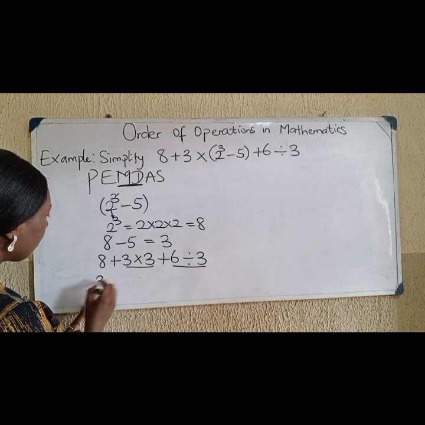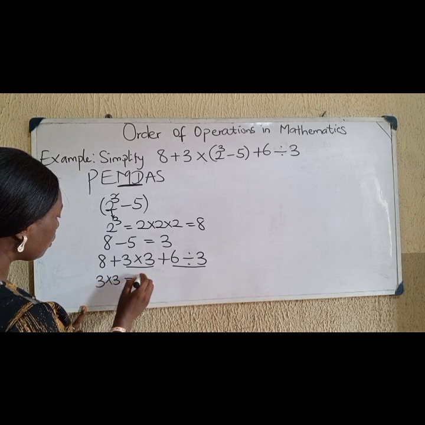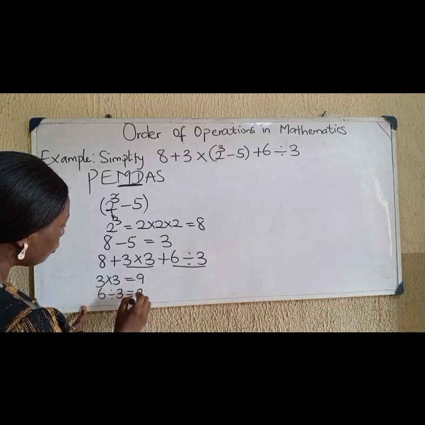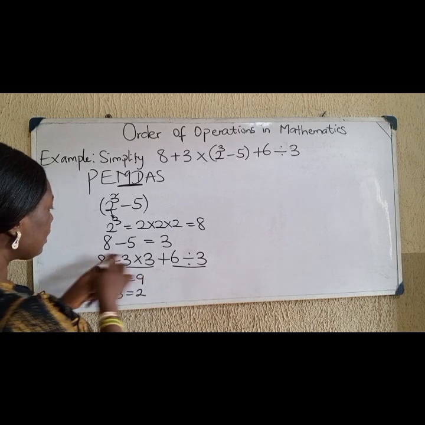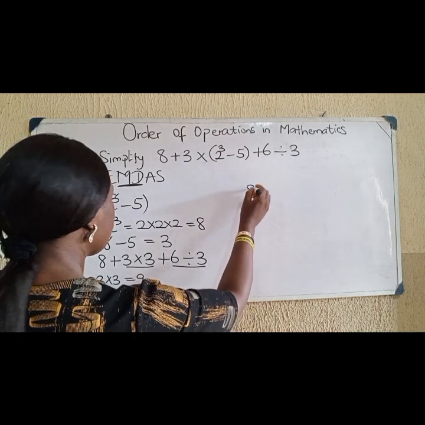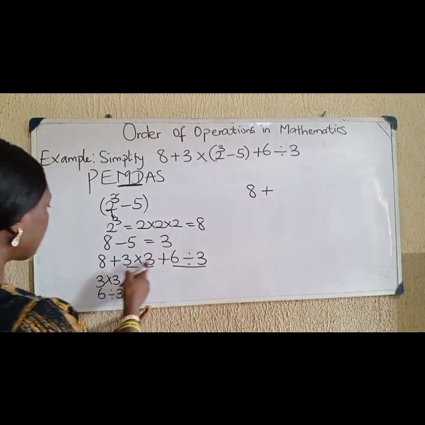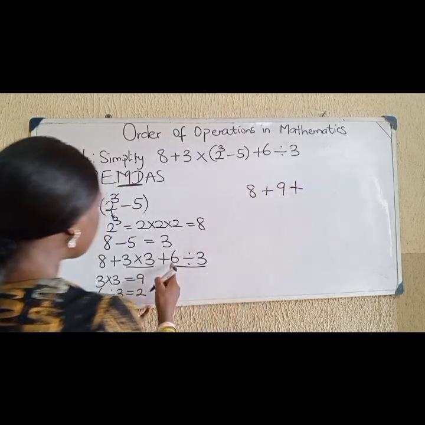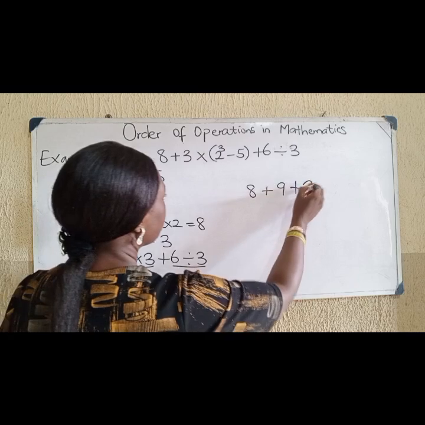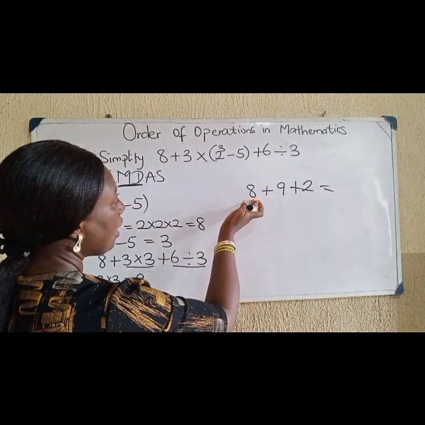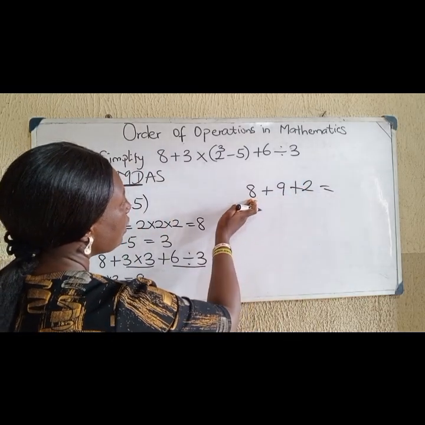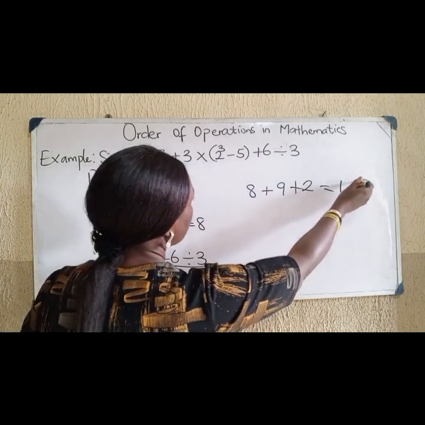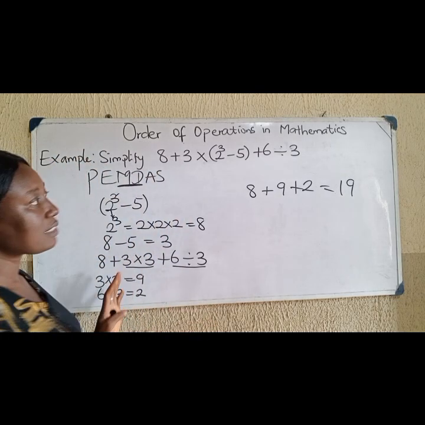From left to right. So here I have multiplication, I have division. So I will now say 3 times 3, which is what? 9. 6 divided by 3, which is what? 2. Now putting this in this, I have 8 plus 3 times 3 is what? 9. Then plus 6 divided by 3 is what? 2. So finally, I have to add 8 plus 9 is what? 17 plus 2, which is what? 19. I hope it's clear.